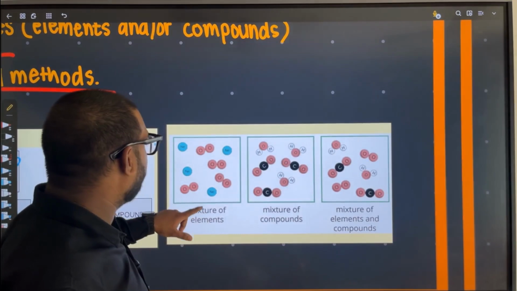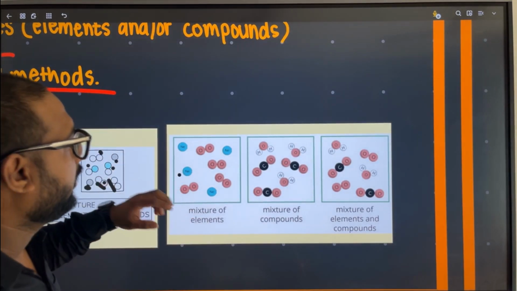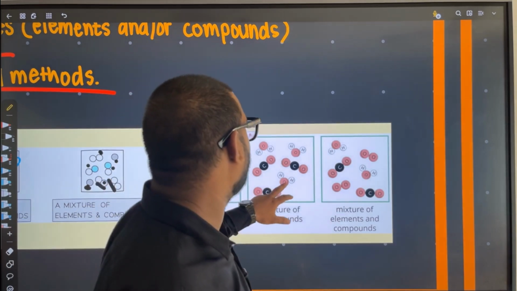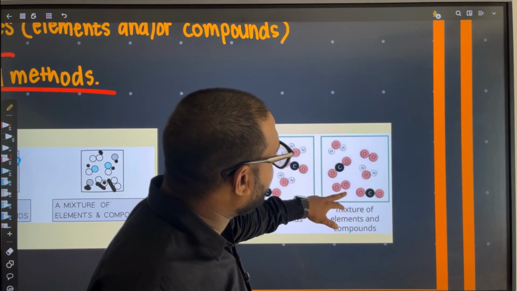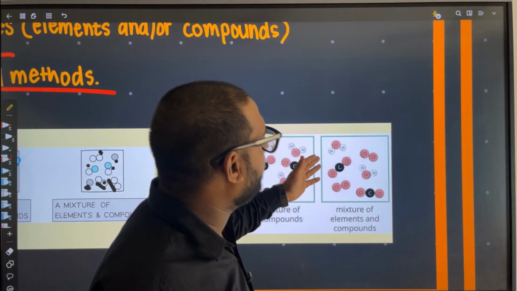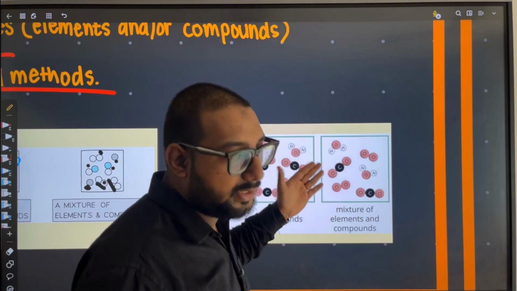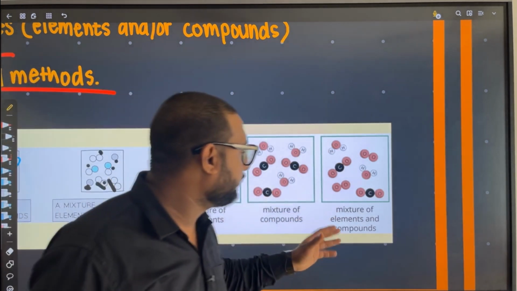See here, a mixture of elements: neon and oxygen. A mixture of compounds: you have CO2 and H2O here. A mixture of elements and compounds. Okay, so you have elements like oxygen, and you have compounds like carbon dioxide and H2O as well. So these are called mixtures of compounds.